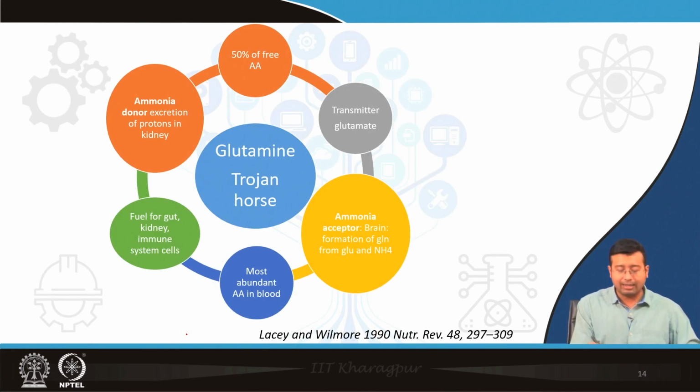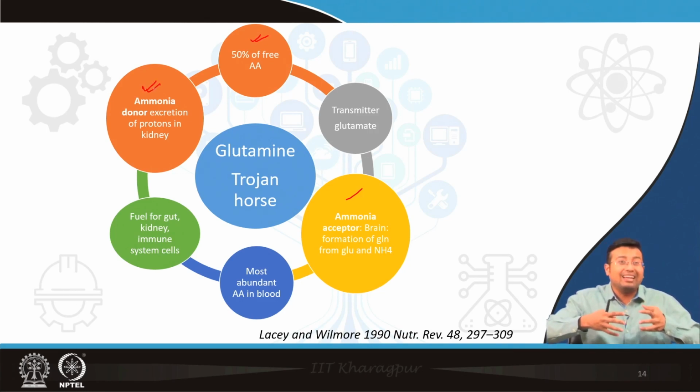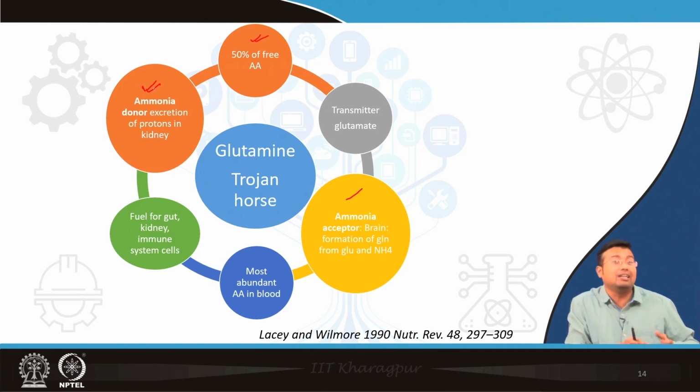In a very interesting article by Lacey and Wilmore in 1990, they referred to glutamine as a Trojan horse, because glutamine plays a very important role in the removal of ammonia. It is the most abundant amino acid in blood; more than 50% of free amino acid is actually glutamine. It is a donor of ammonia. We will read next how glutamine donates ammonia.